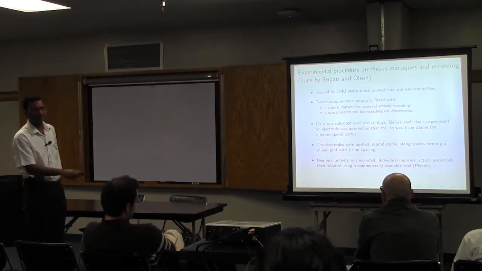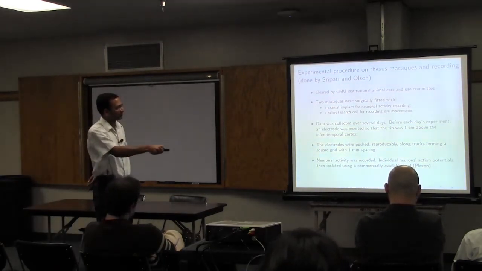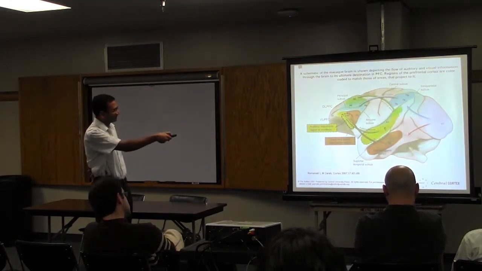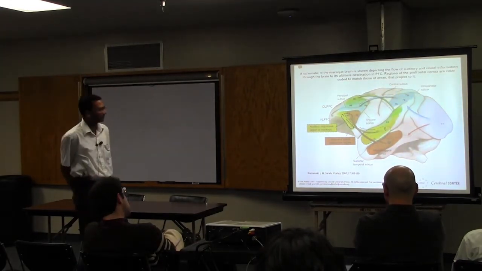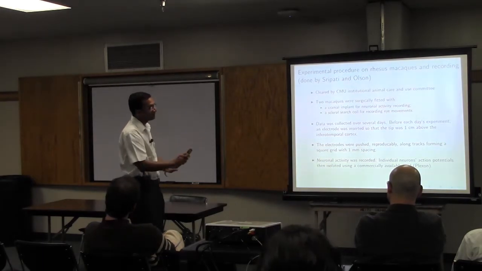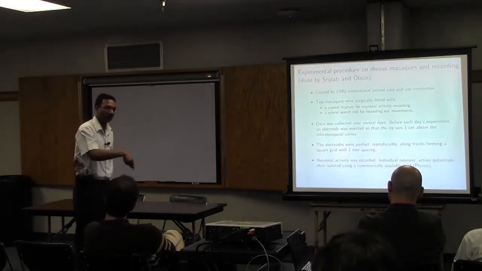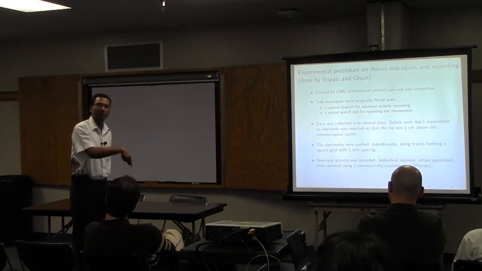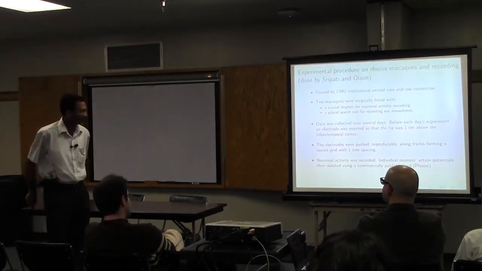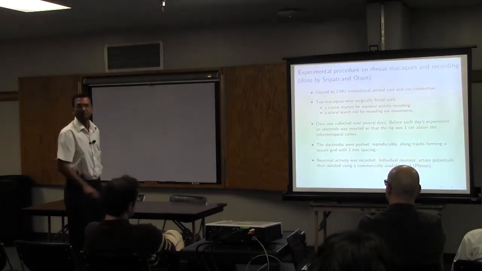Data was collected over several days, and before each day's experiment, they inserted an electrode so that the tip was about 1 centimeter from the inferotemporal cortex. So the inferotemporal cortex is this area, and they inserted something from the top, about 1 centimeter from this particular region. The electrodes were pushed in such a way that the next day, if you wanted to go to the same region, you could do it in a reproducible fashion, so that you are recording from the same region. And these were done along tracks such that the grid they were recording over had 1 millimeter spacing.